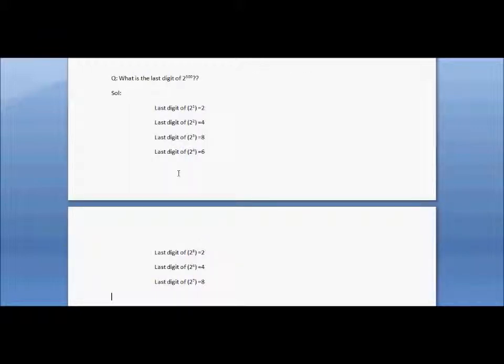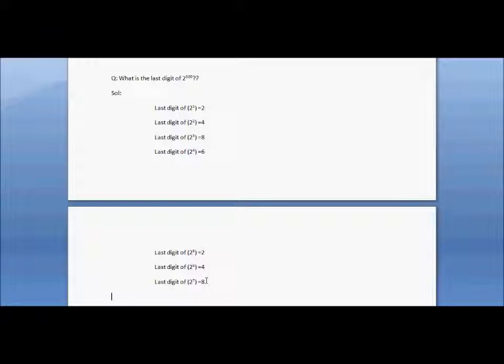So let me just check what happens when I increase the power of 2. What is the last digit of 2 raised to power 1? It's 2. What is the last digit of 2 square? It's 4. 2 cube would be 8, and 2 raised to power 4 would be 6. Now if I take 2 raised to power 5, surprisingly again the last digit is 2. 2 raised to power 6, the last digit is 6. 2 raised to power 7, last digit is 8. And for 2 raised to power 8, last digit is 6.